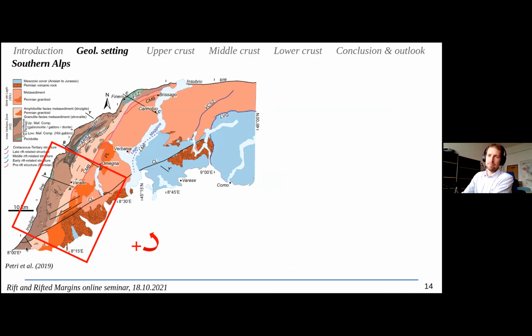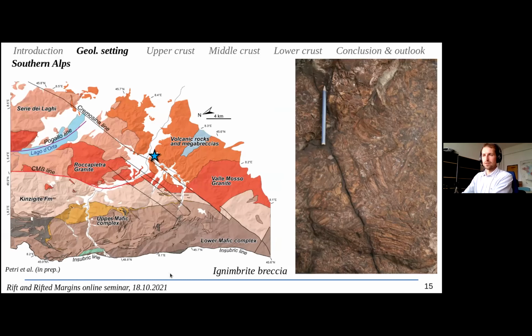Therefore, you will see that we'll essentially focus to the south, tilting the map a bit for convenience and presenting the map in such a way that we are going from the surface with rhyolitic volcanics, here for instance the Ignimbrite breccia. Then we have in the upper crust several granitic intrusions, the Rocca Pietra, Valle Mosso, also Baveno and Montorfano granite. And then we have the CMB line, that is a major Permian shear zone that we'll visit a bit afterwards.